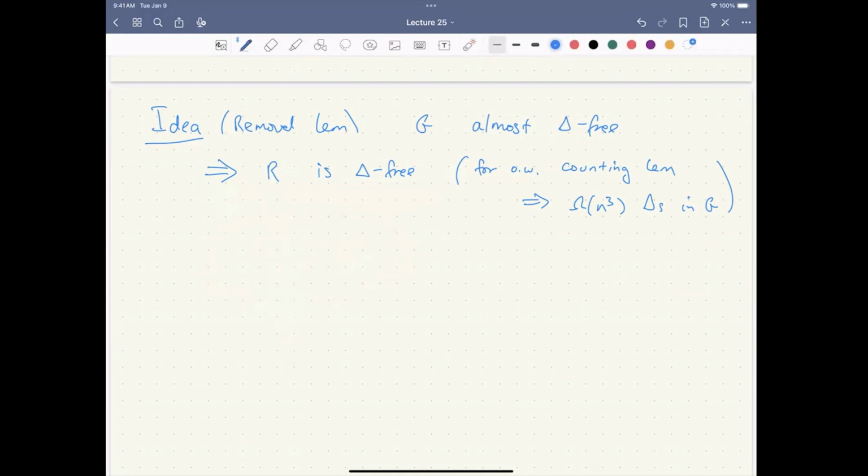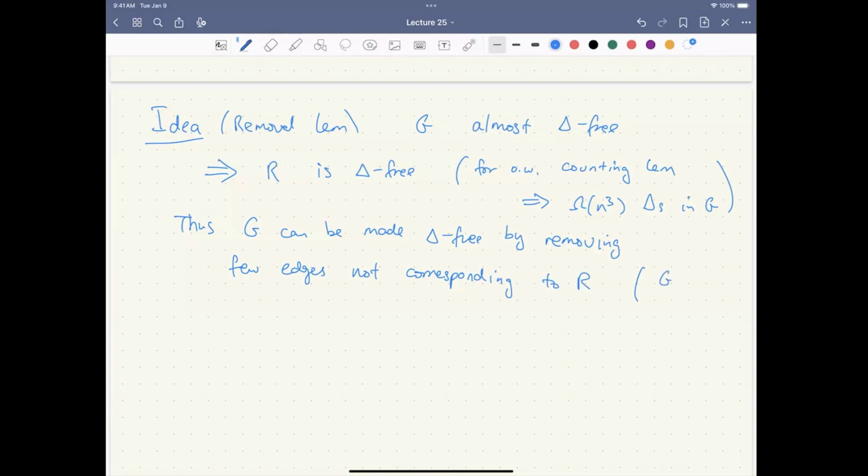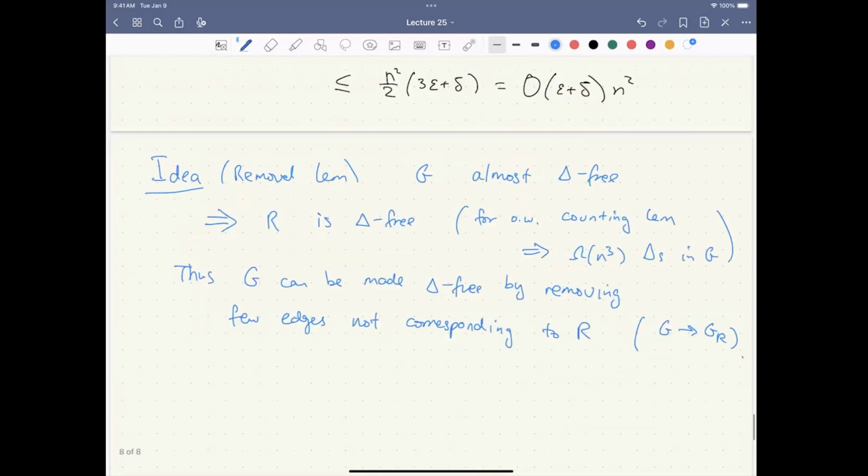Thus, G can be made triangle free by removing few edges not corresponding to R, i.e., we're going to go from G to GR. That's how we remove things.